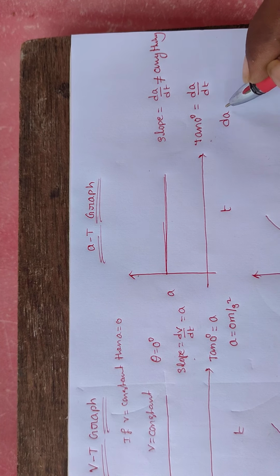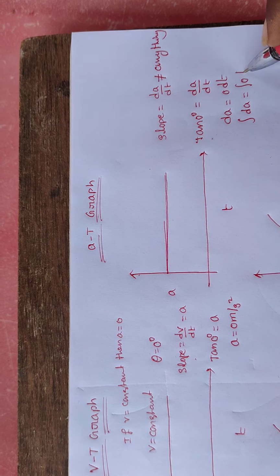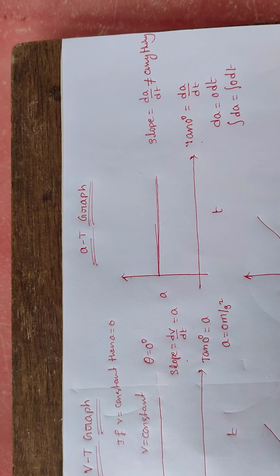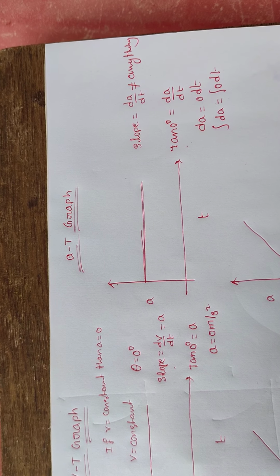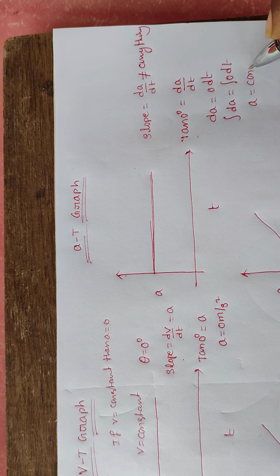But dA equals 0 into dt. But integral dA equals integral 0 into dt. Integral dA equals integral 0 into dt, that is equal to acceleration constant. Acceleration constant. We have to apply this integration method. Okay, already explained this point in a previous introduction class.